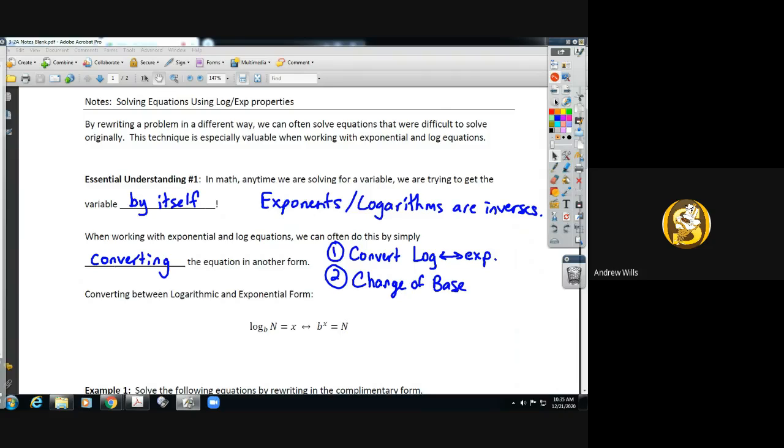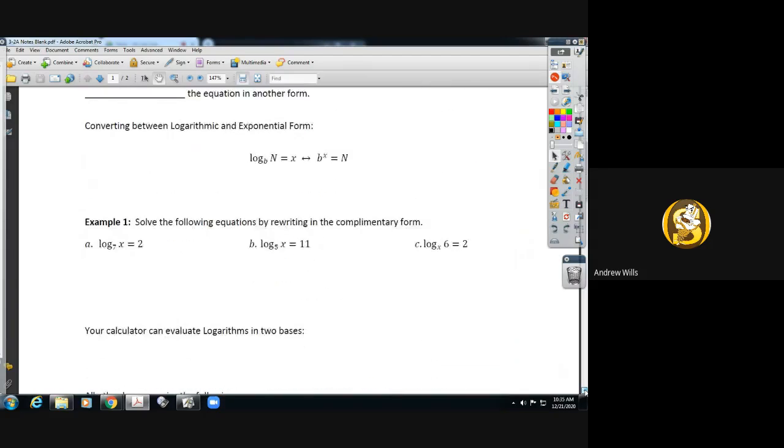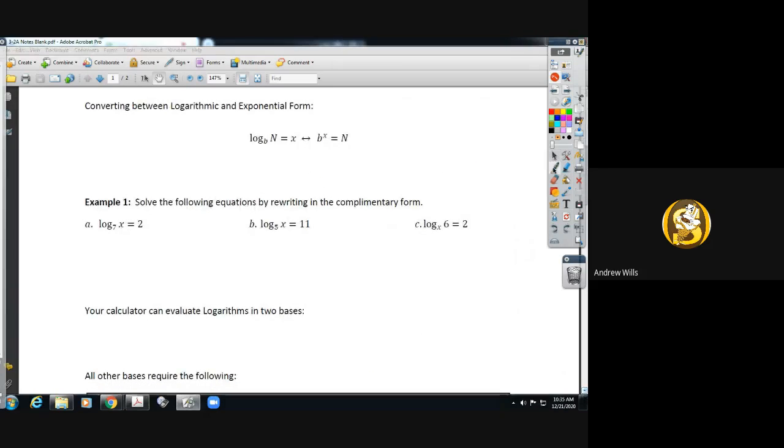We're talking logarithms. Logarithms and exponentials are inverses of each other. You should have some passing understanding of logarithms from Algebra 2. So the first thing we're going to discuss here is converting between logarithmic and exponential form, which is shown here in this box. We've got the logarithmic form on the left. That's logarithmic form. Log base b of n equals x.